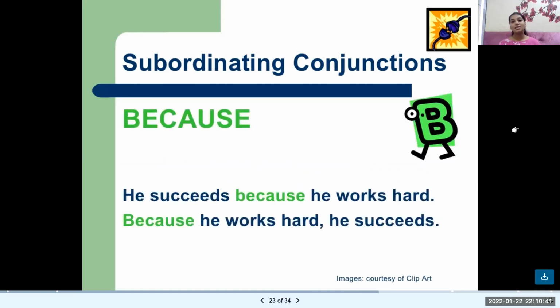Now, let us see another word, WASABI. B stands for because. Now let us see how it is used. He succeeds because he works hard, right? They are answering your question: why does he succeed? Because he works hard. So the first and the second sentence are connected with the word because. And the second sentence is also flipped: the second part comes before and the first part goes at the end. It says, because he works hard, he succeeds, right?